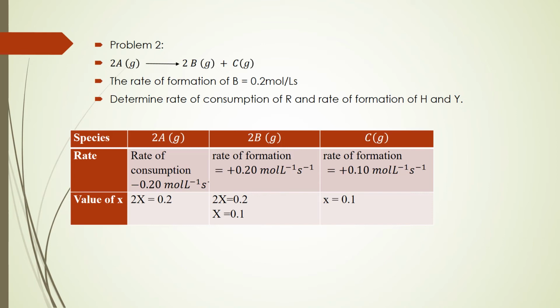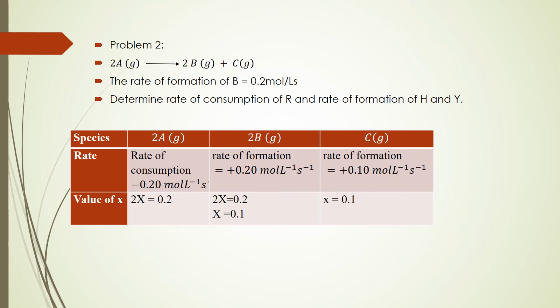Now for rate, let's focus on B. Ignore A and C first because the information from the problem gives the rate regarding B. So the rate of formation of B is 0.2 mole per liter second. In the chemical equation there is 2B, so the value here is 2x. 2x equals 0.2, so x equals 0.1.